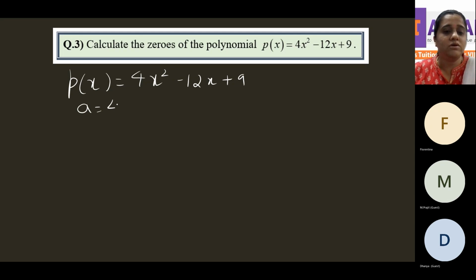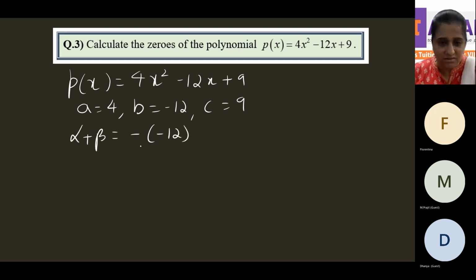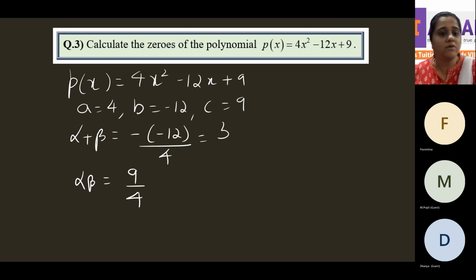A is equal to 4, b is minus 12, and c is 9. So alpha plus beta is equal to minus b by a, which is 3. And alpha beta is equal to c by a, 9 by 4. Now you can solve this by the substitution method.